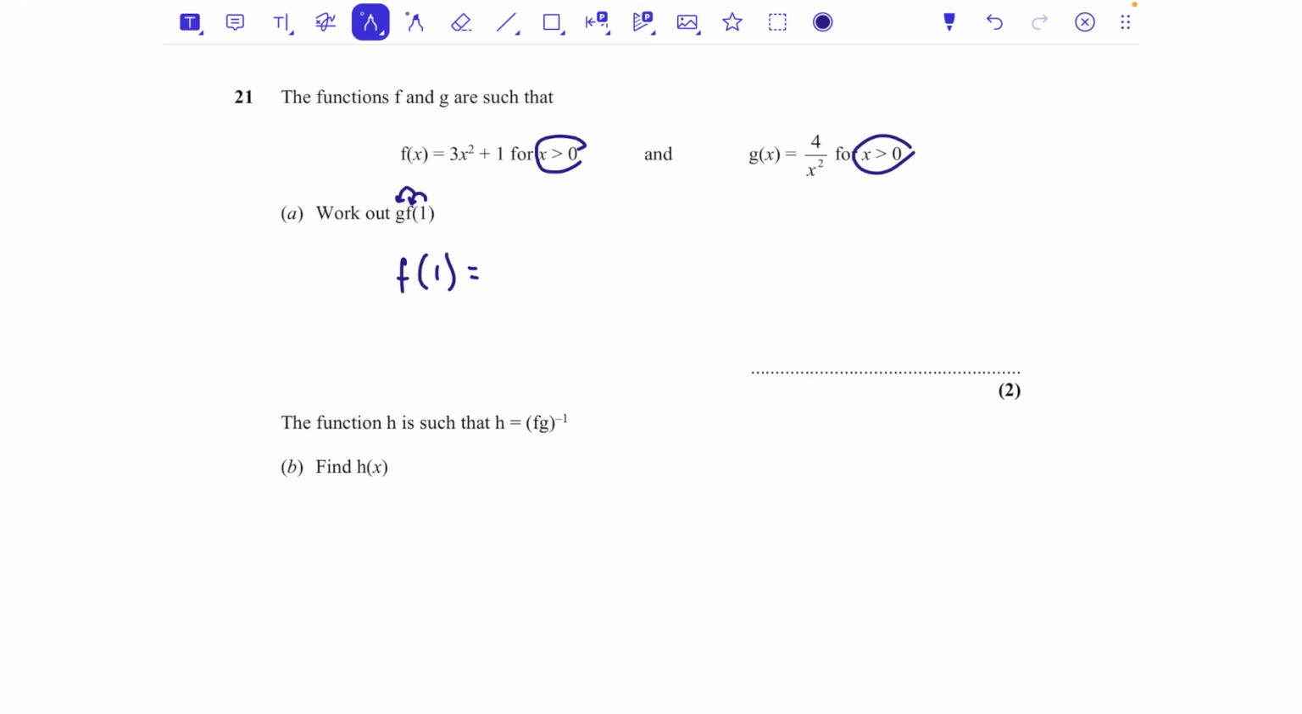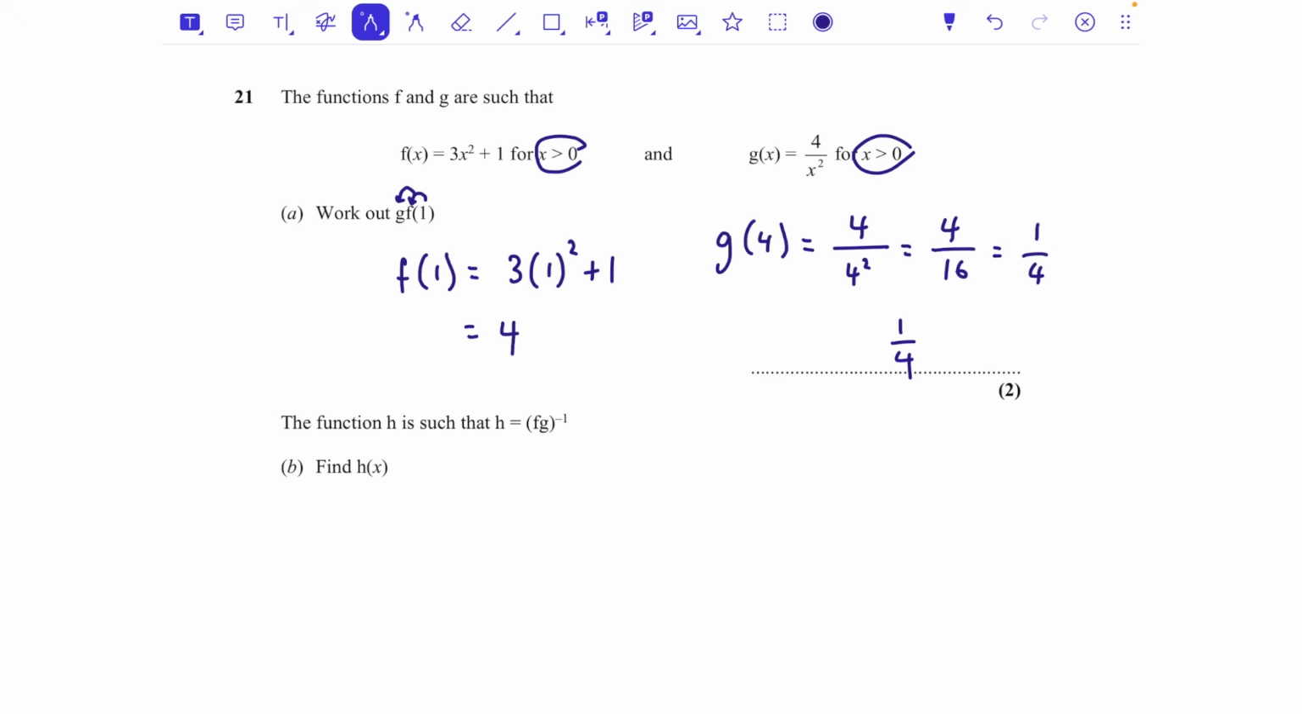f of 1 is 3 lots of 1 squared, add 1. 1 squared is 1, then times it by 3 is 3, add the 1 is 4. So f of 1 is 4. You're then going to take that 4 and put it into g. So g of 4 is 4 over 4 squared, which is 4 over 16, which is a quarter. So a quarter is the answer they're looking for there for 2 marks.